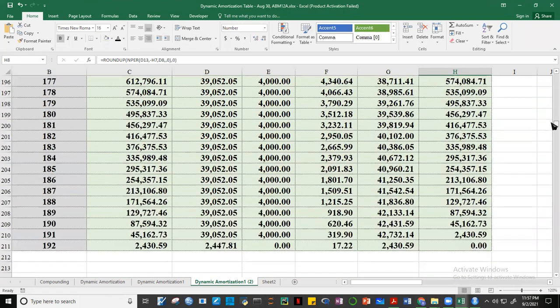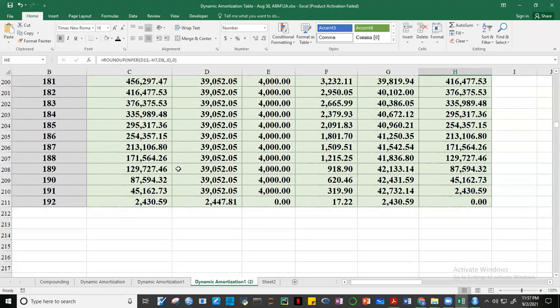Okay, so it's 192. You notice again that the principal balance at month 192 is only 2,430. So we're not paying the total amortization of 39,052. And then eventually it closes out.